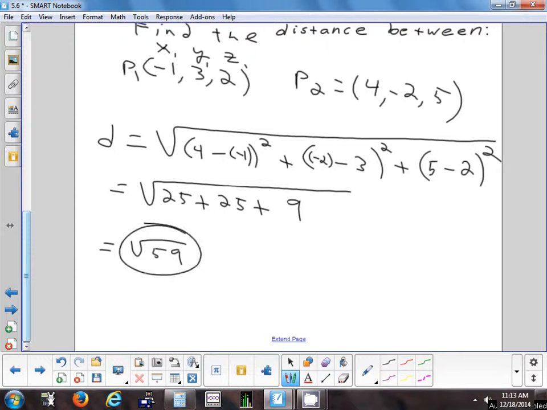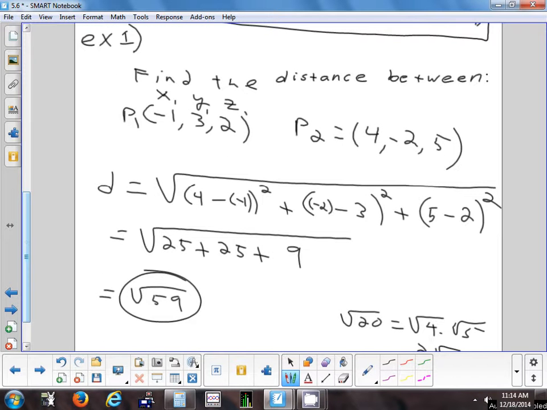Just like always, if you get a square root, you can reduce. I'll expect on the test you're going to reduce it. So if you had something like this, I'd want to see that. Square root of 20 would be like 2 square root of 5. 59, can't do anything with that. So that's good.